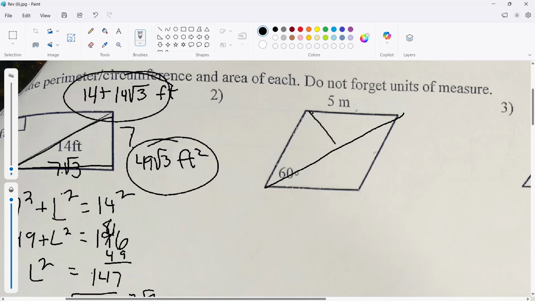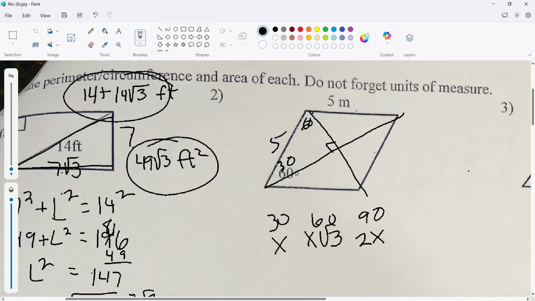So if I need the two diagonals, diagonal 1 times diagonal 2. If that's 60, this is 30. And if that's 30, that's 60. And I know that this is 5, and that's 90. And remember, the sides in the 30, 60, 90 are x, 2x, and x square root of 3. So if 2x is 5, then x is going to be 2.5. That means that's 2.5. Okay, and then the side opposite 60 is going to be 2.5 square root of 3.